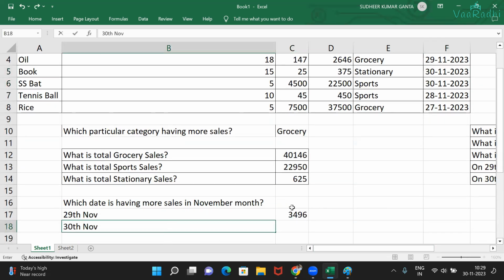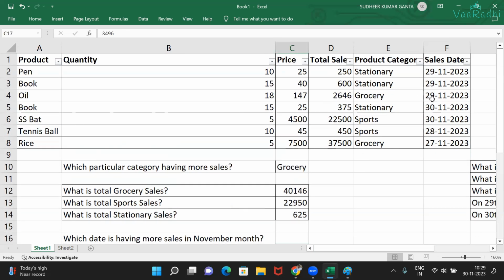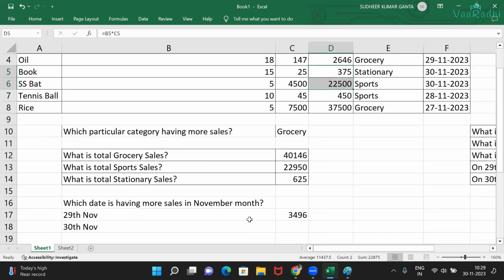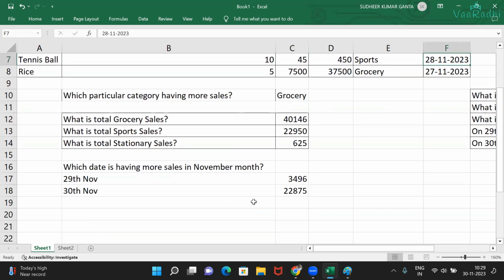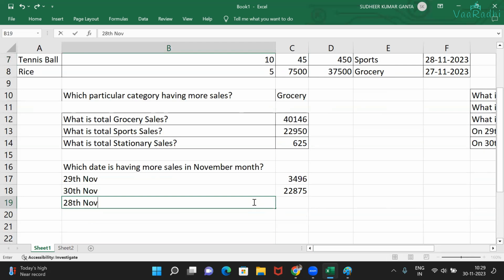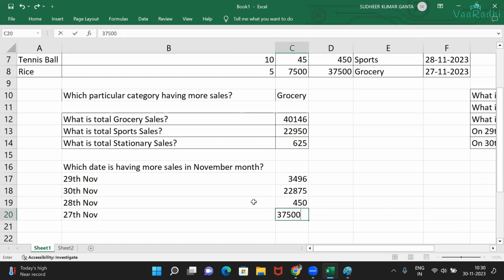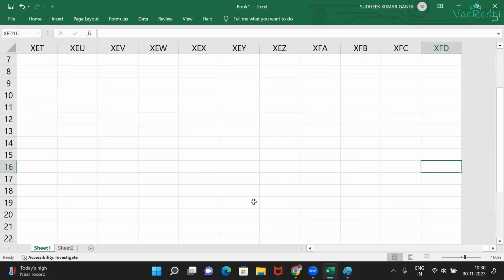30th November, these 2 entries. What is the total sales? 22,875. And now, on 28th and 27th, what are the sales? Tell me, guys. Come on, guys. 450 and 37,500. 37,500, because only one entry is available. And now tell me, what is the answer?